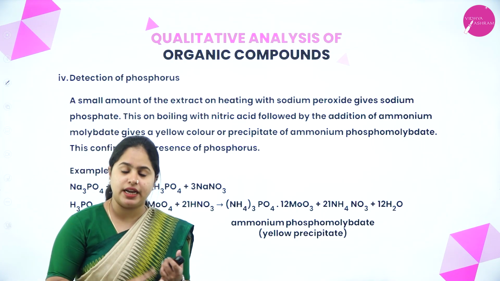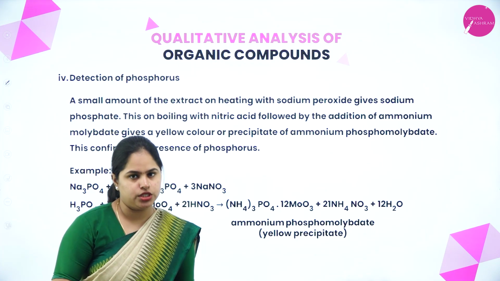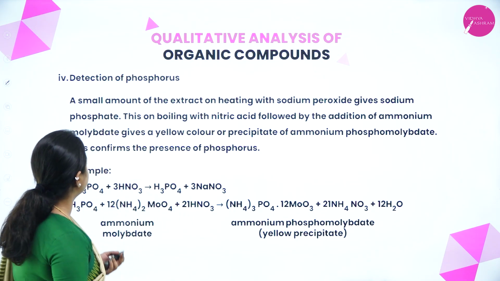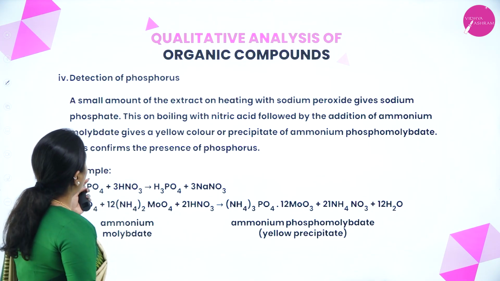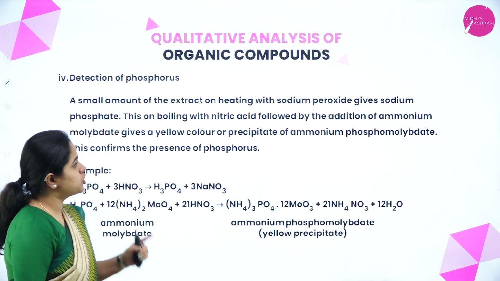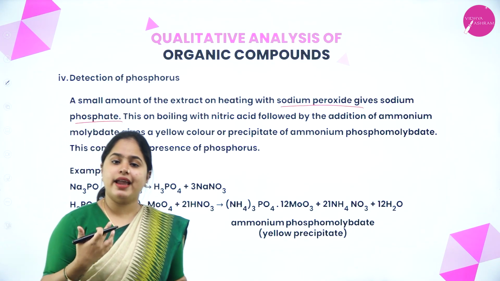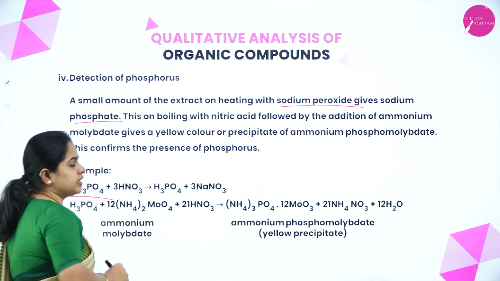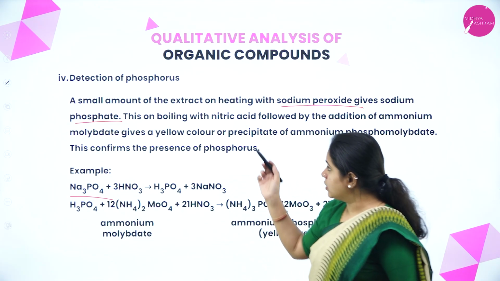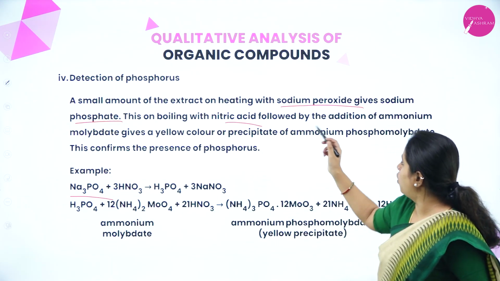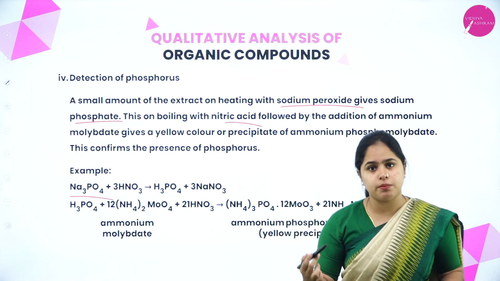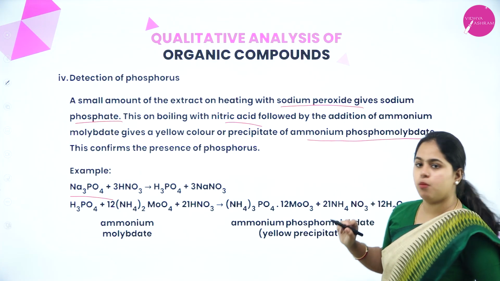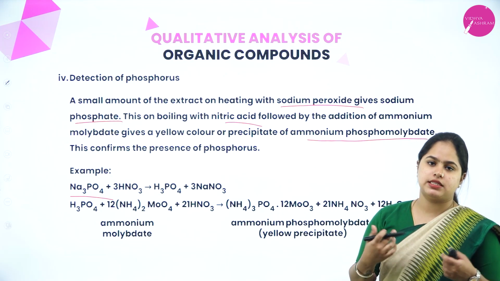We studied the detection of nitrogen, sulfur and halogens using sodium fusion extract, which is called the Lassaigne's test, right? Now, the next one is detection of phosphorus. A small amount of the extract is heated with sodium peroxide. So, we are reacting the extract with sodium peroxide, which gives sodium phosphate first. Now, this on boiling with nitric acid followed by the addition of ammonium molybdate gives a yellow color or precipitate of ammonium phosphomolybdate, right? And this confirms the presence of phosphorus.